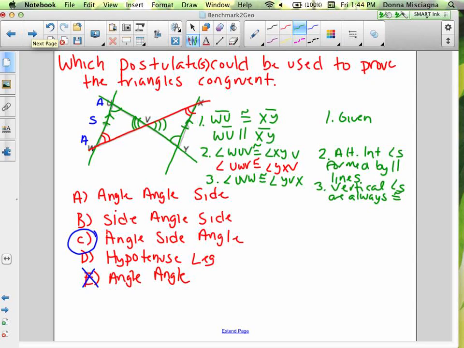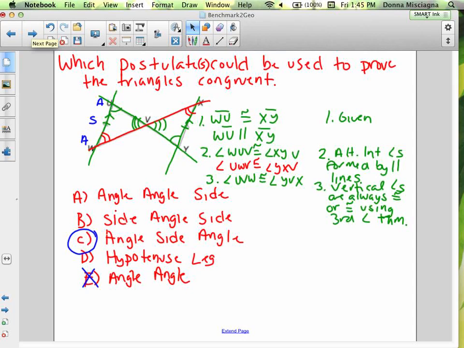We also could say they're congruent using the third angle theorem. If two angles of a triangle are congruent, the third angles are congruent as well. So not only could we use angle side angle, if we're using this angle over here, we could use angle, angle, side. So both of these are correct. And actually, any time that you can prove angle, side, angle, you can also prove angle, angle, side. Those two go together. I know that's a little tricky, but hopefully this helps you understand it a little bit better.